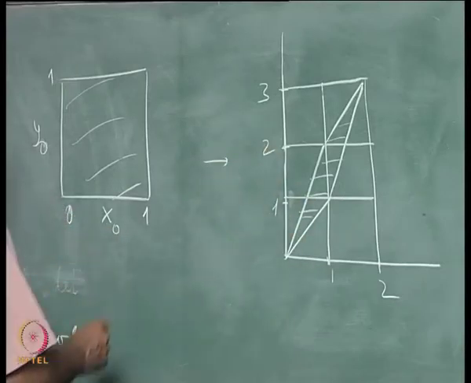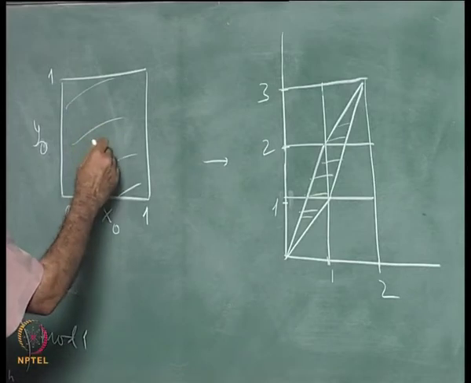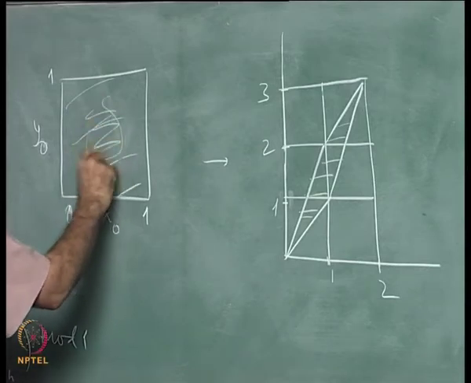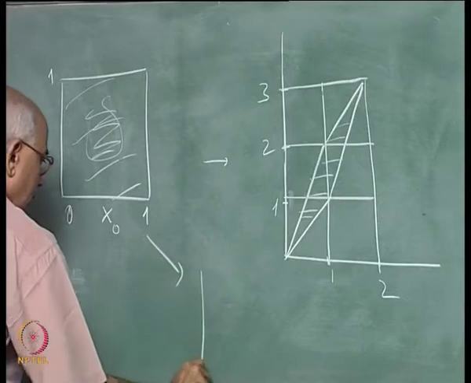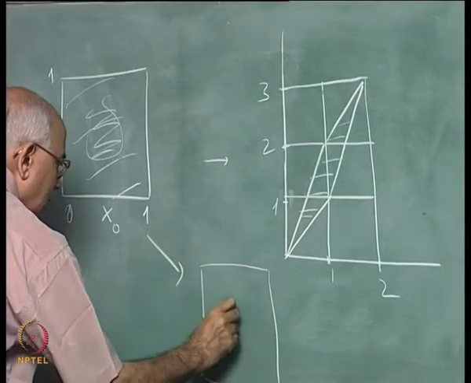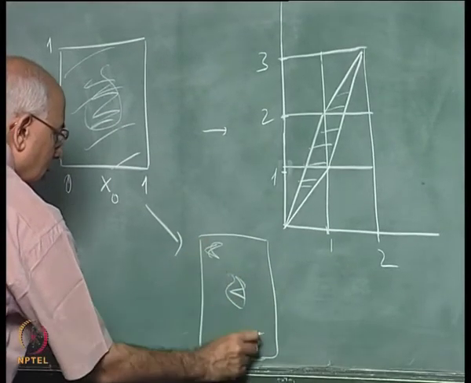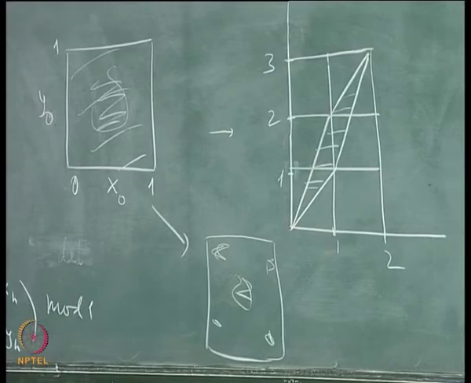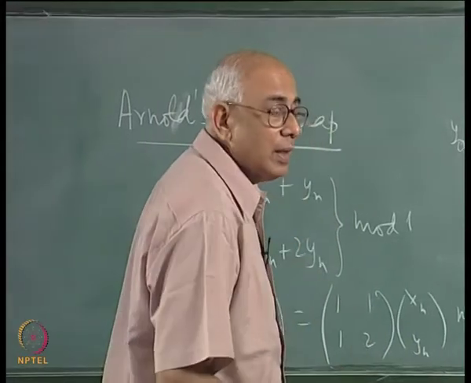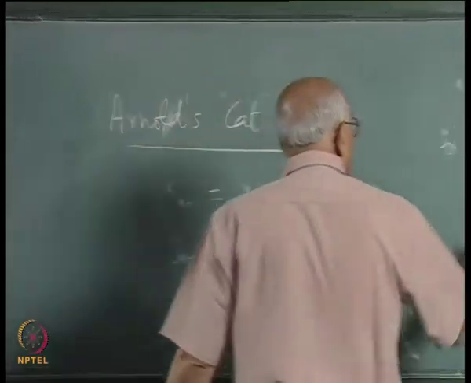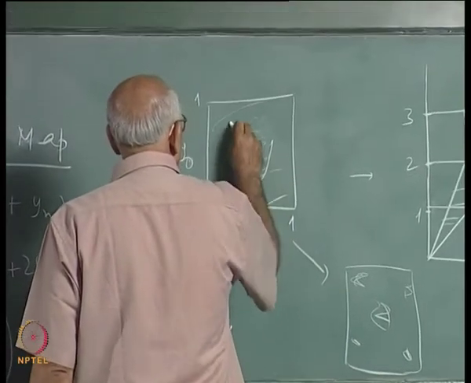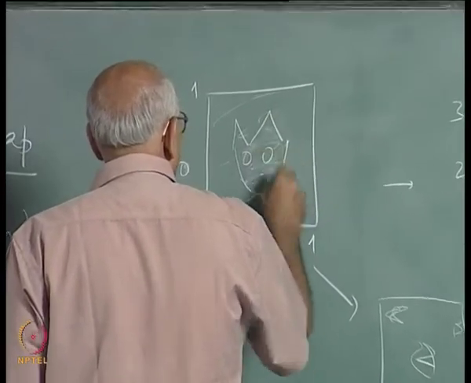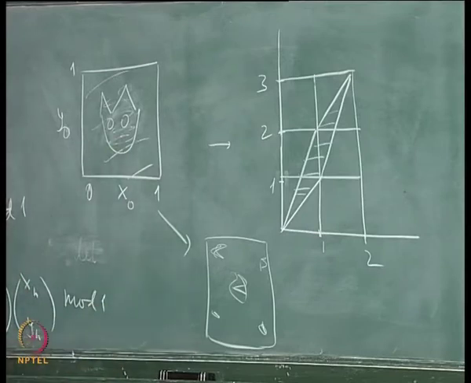So what will happen is that if you took some object here, some area here, that area would go over and get scrambled up. Some of it would be here, some would be here, some would be here, etc. And since Arnold first drew a cat's picture and said this is the way the cat gets deformed, gets scrambled up, so what he did was to start with something which looks like this, and then that gets scrambled up as you go along, it became known as a cat map. Okay.